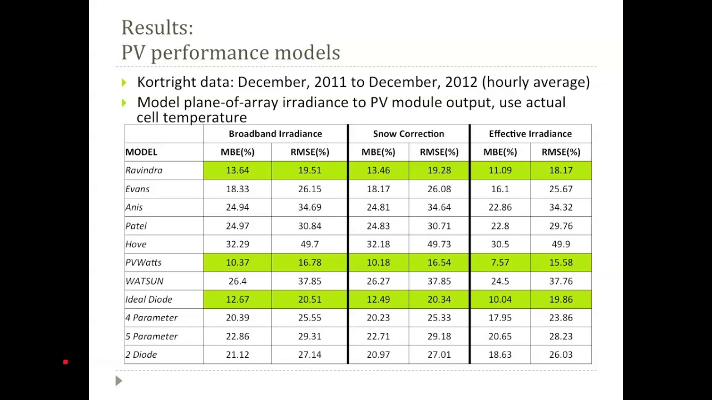And you can see that there is a slight improvement as you move from left to right, which is good, but it's not hugely substantial. And then in terms of the actual model performance, it appears that the more simple models, so the PV Watts and the ideal diode in particular, and the early Ravindra model actually outperform the more complicated equivalent circuit models that include things like series resistance and shunt resistance and even a second diode. So that's a bit of a surprise. I was expecting these models would perform better. But we haven't tested them for the Kingston site.